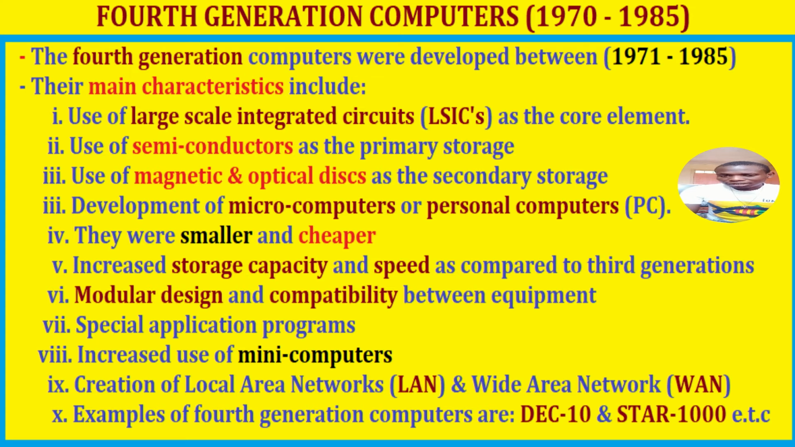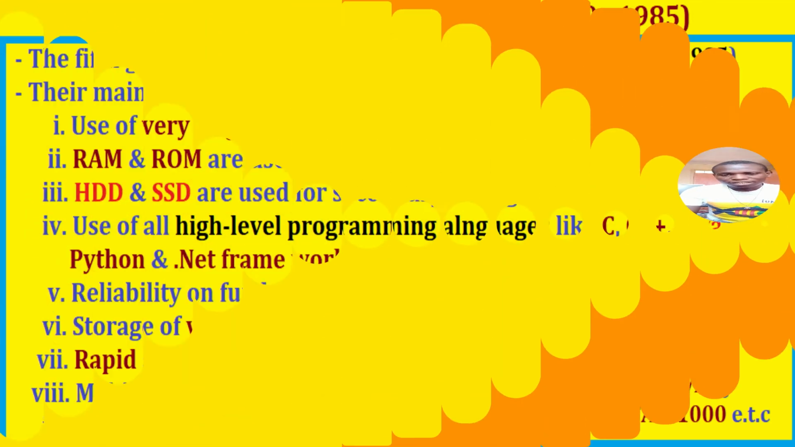The machines had special application programs, increased use of minicomputers, creation of local area networks and wide area networks, and examples of fourth generation computers were as follows. We have DEC 10 and Star 1000 among others.